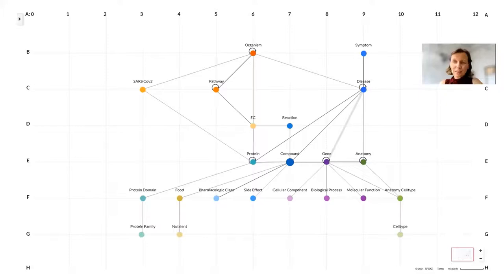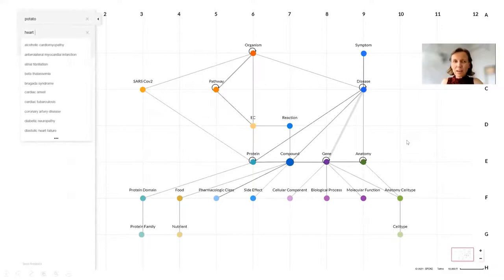So you get to see that from disease, you can go to symptoms, you can also go over to compounds, you can go over to proteins. From the compounds, you can go over to food and to nutrients inside of these food items. And you can then start exploring this network. And the more connections exist between two types of knowledge or different types of nodes in this exploration graph, the thicker the link is. So as you see, from gene to disease, there are many, many linkages.